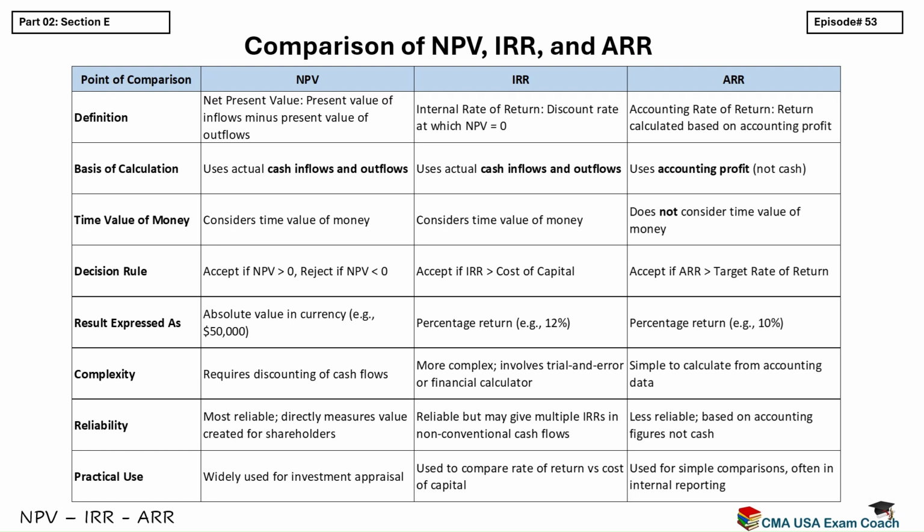ARR, or accounting rate of return, is different. It uses accounting profit, not cash, and does not consider the time value of money. The rule here is, accept if ARR is greater than the target rate of return. Like IRR, it is expressed as a percentage, for example, 10%. ARR is very easy to calculate but less reliable because it is based on accounting numbers, not actual cash. So in short, NPV is the most reliable and precise. IRR is widely used and gives a percentage return, and ARR is the simplest but least accurate for long-term decisions.